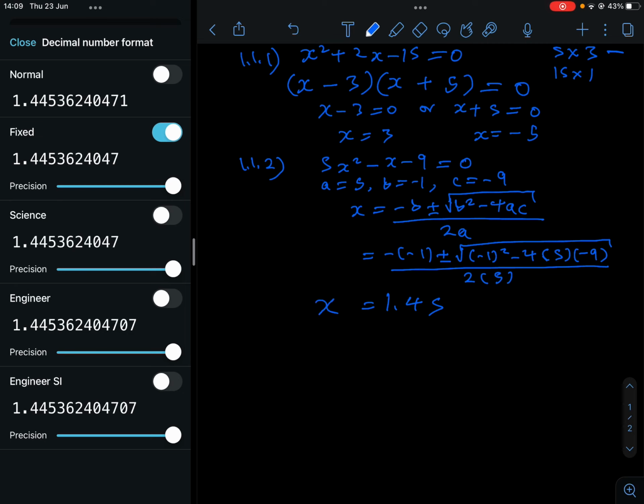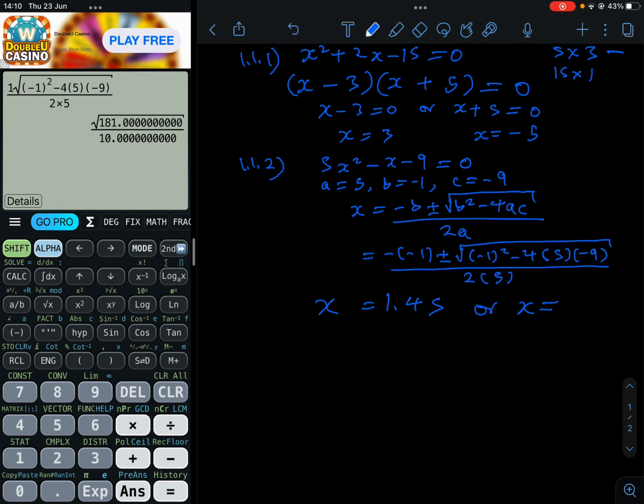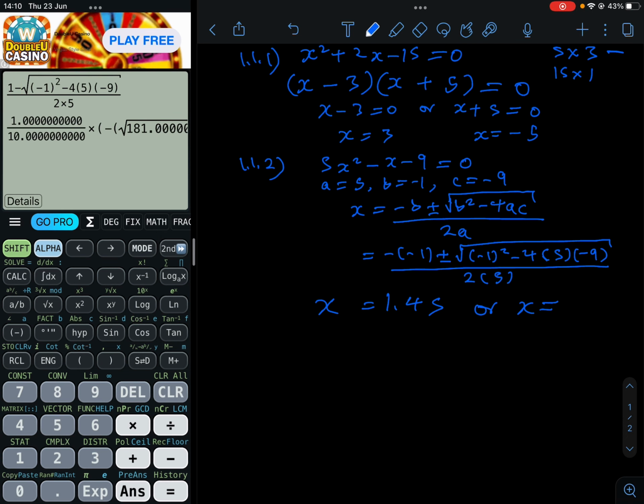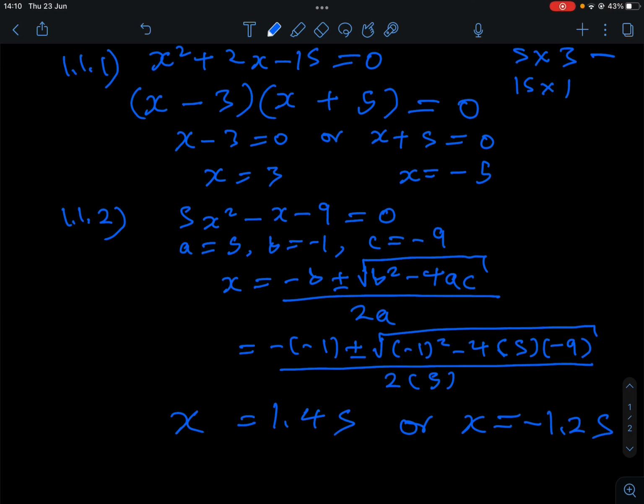Or that's one value of x, or x equals the other option. It's when we're using the negative here. So I'm going to delete that and insert a negative and convert to commas, or x equals negative 1,25. And we are done with this question. Let's go to the next question.